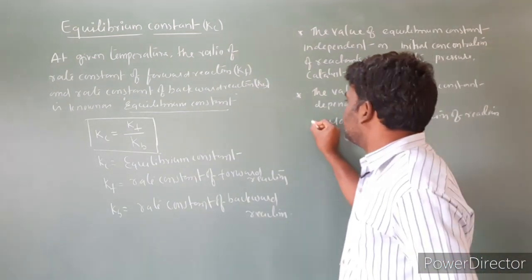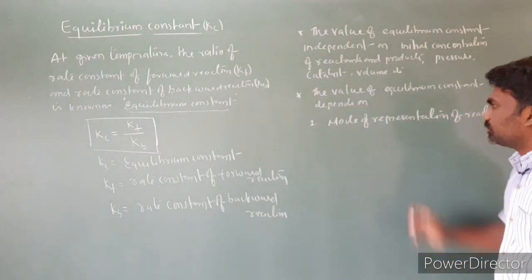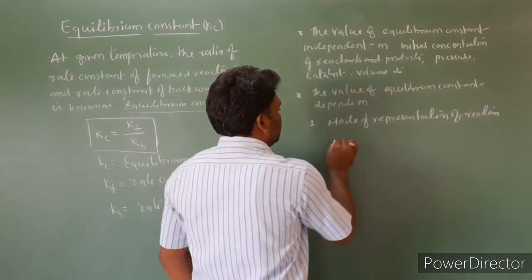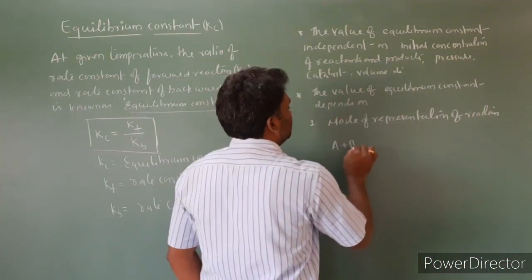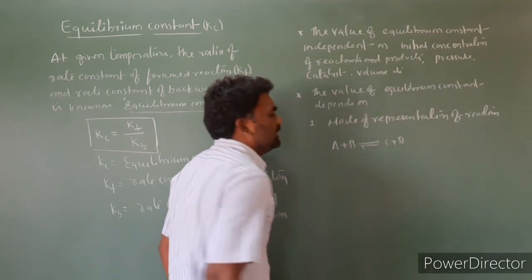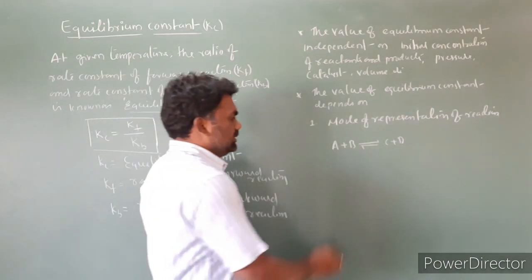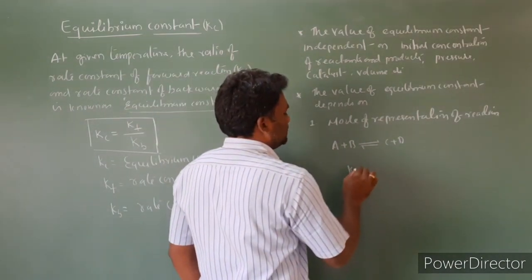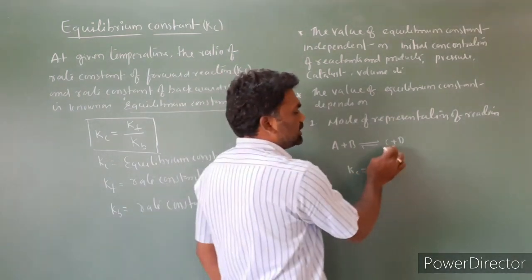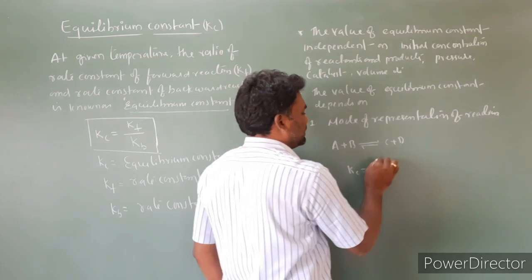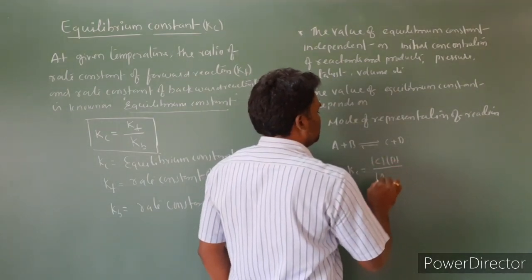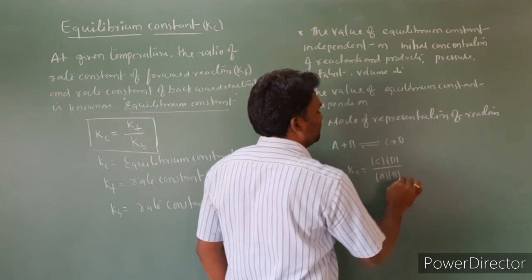To solve the problems, these points are very, very important. So, mode of representation of a reaction. I'm taking a chemical reaction, general representation A plus B gives rise to C plus D. For this case, I'm labeling the equilibrium constant Kc. So Kc is equal to concentrations of products by concentrations of reactants, that is C concentration and D concentration by A concentration and B concentration.